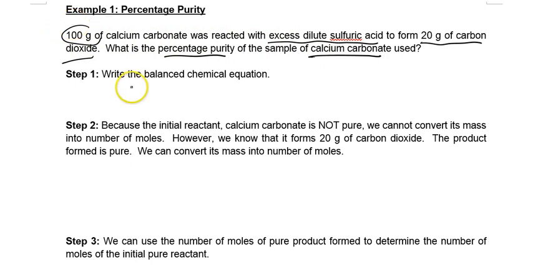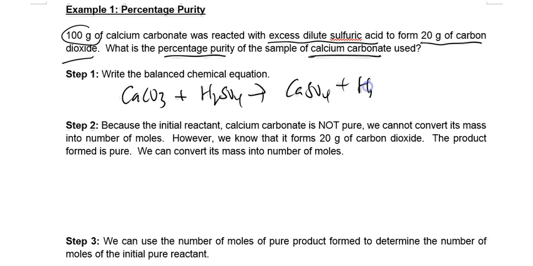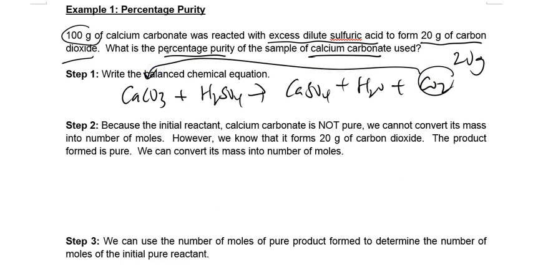Okay, so step 1, we write the balanced chemical equation. CaCO3 plus H2SO4 gives me calcium sulfate, salt plus water plus carbon dioxide. Okay, so this is the balanced equation for the first step. Right, so now the next step. The next step for this question is determining which part of the data we can use to calculate. So we know that 20 grams of carbon dioxide was formed, and this carbon dioxide must have come from the pure calcium carbonate.